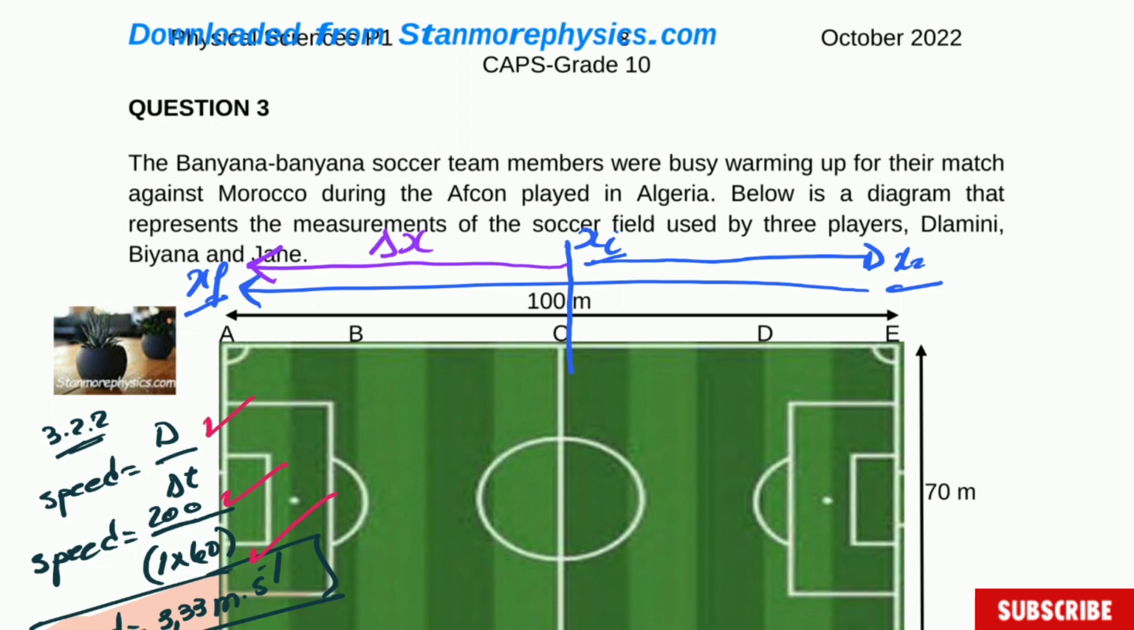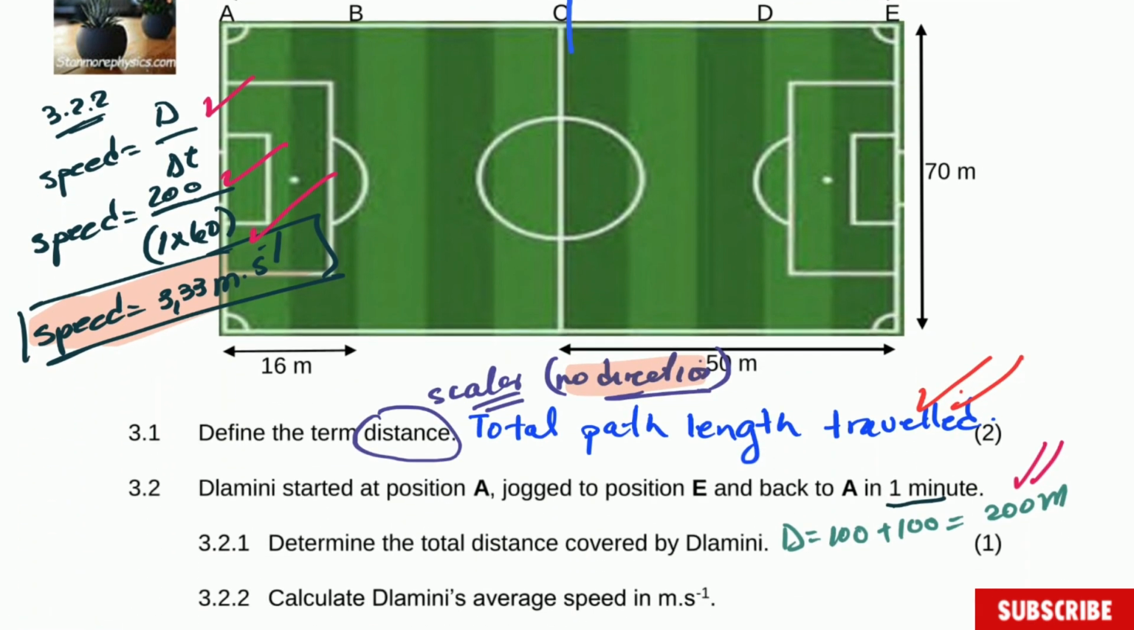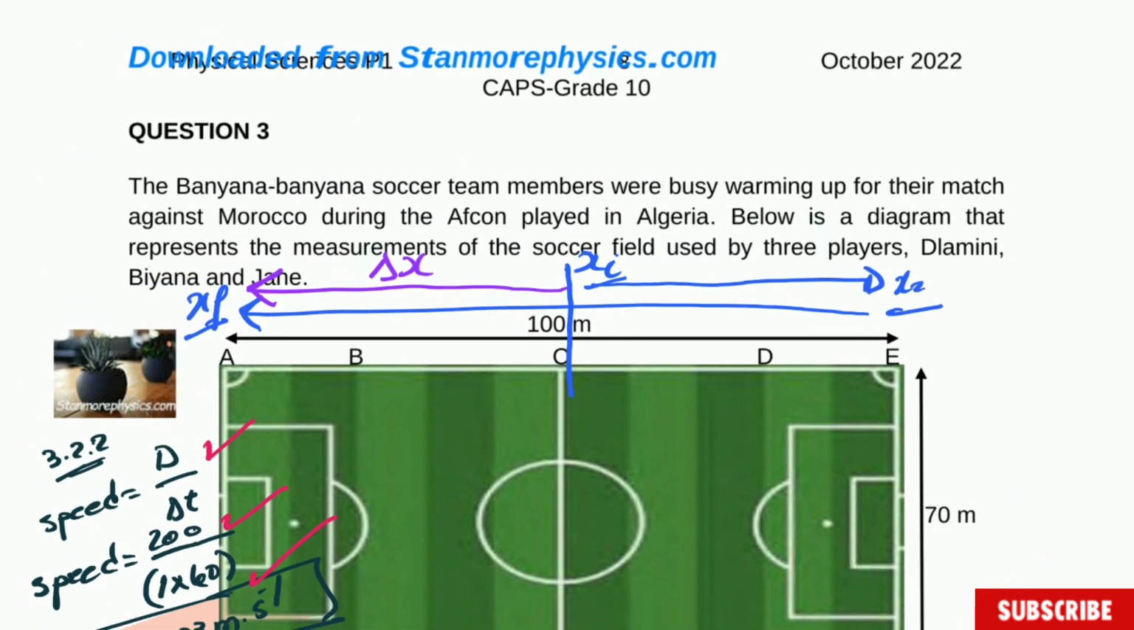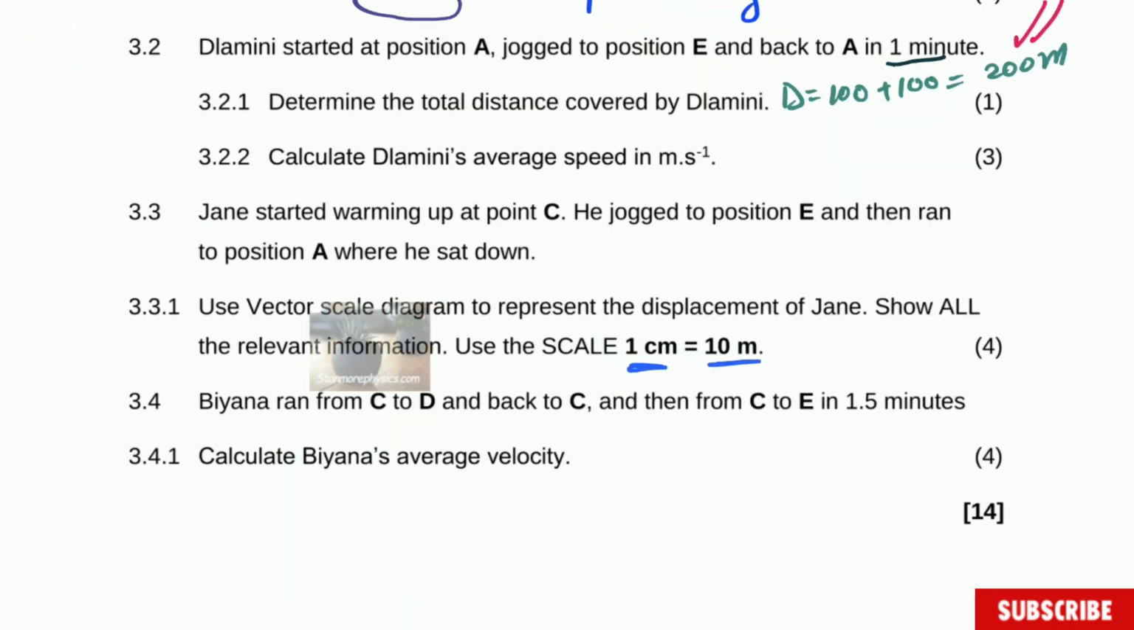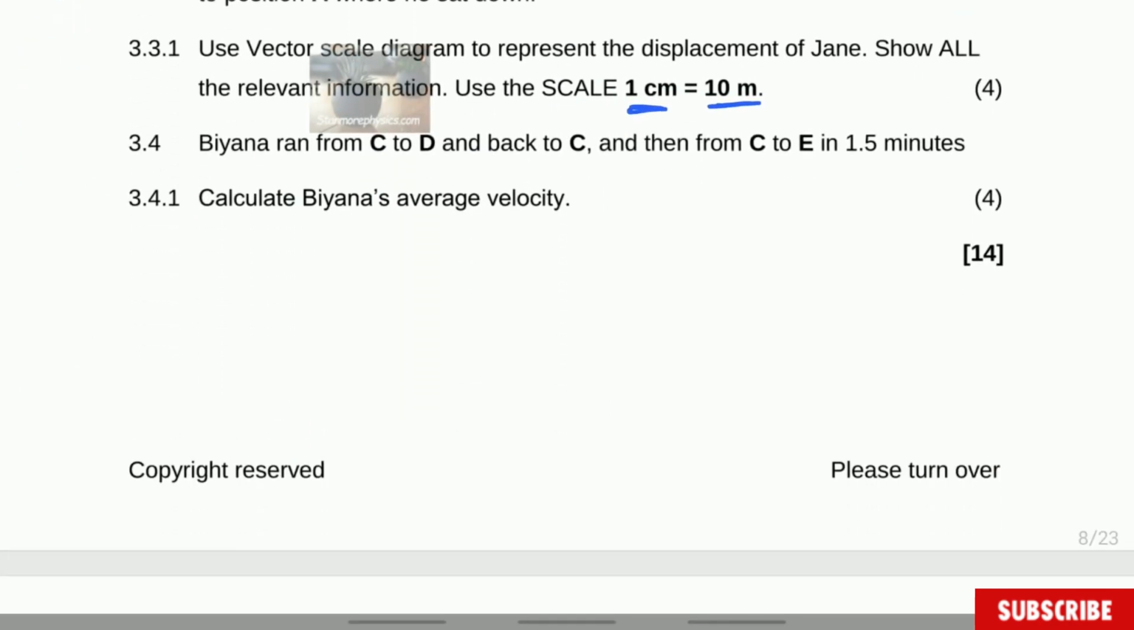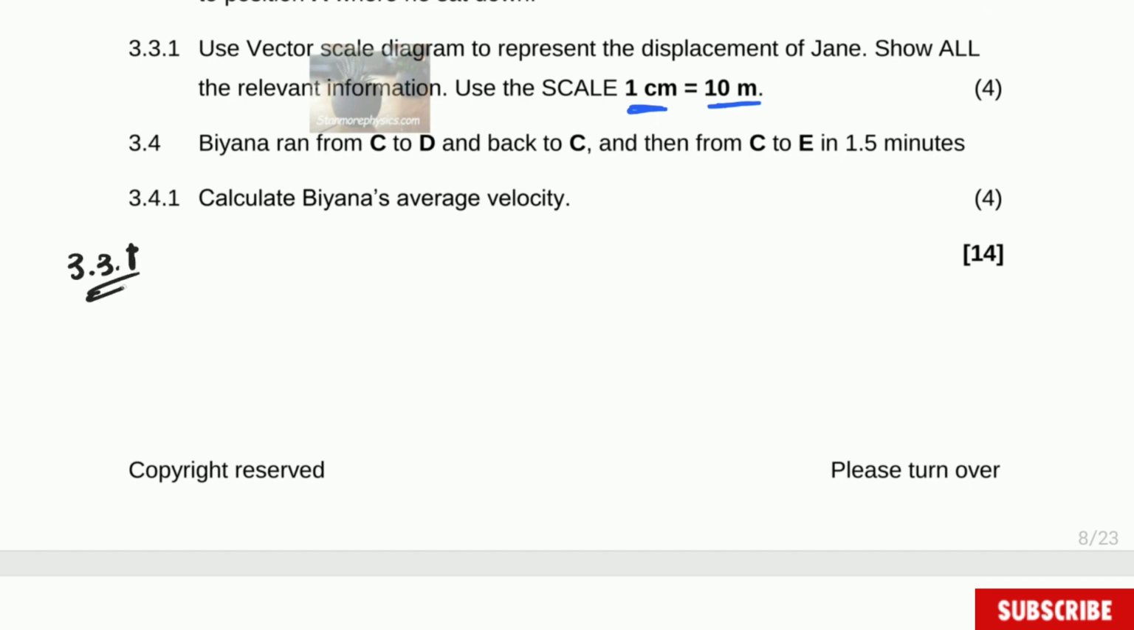Now we have to do this one accurately, and we do have the measurements here. It's 50 meters from C to E, and then from E to A is 100. So let's do the vector diagram here, the head-to-tail vectors graphically here. So this one is question 3.3.1.